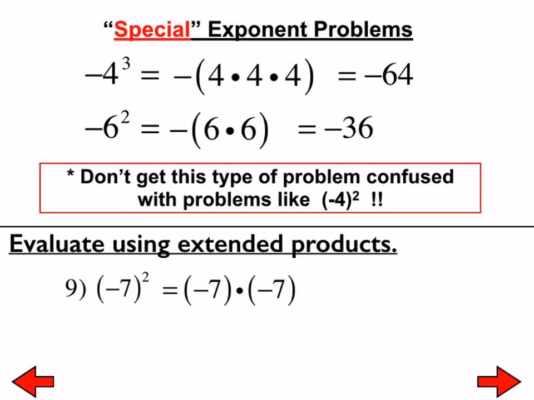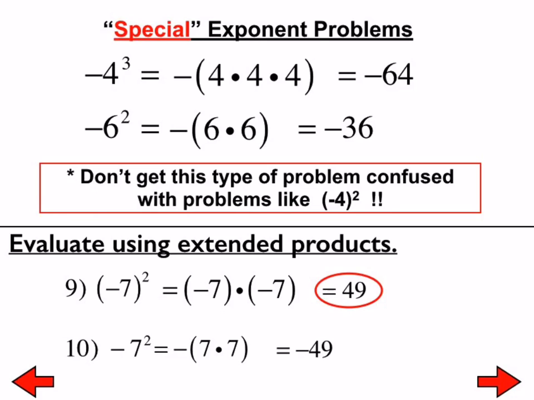Number 9, as an extended or expanded product should look like that, which is 49. Number 10, as an extended or expanded product, those both mean the same thing, by the way. I noticed in your notes it says expanded, but here it says extended, but they mean the same idea. We should get negative 49.